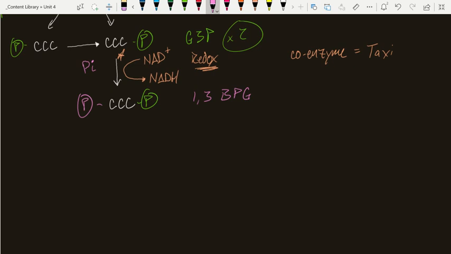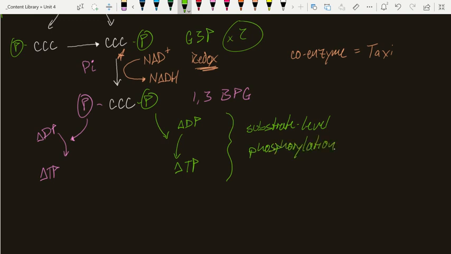All right, now the next couple of steps, this is where we're going to really start to generate some ATP. We're going to take this phosphate and transfer it to an ADP to generate ATP. Both of these are examples of what we call substrate level phosphorylation. Substrate level phosphorylation just describes the transfer of a phosphate from one organic molecule to another.